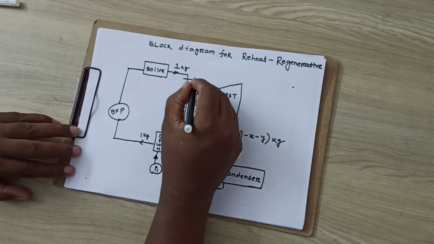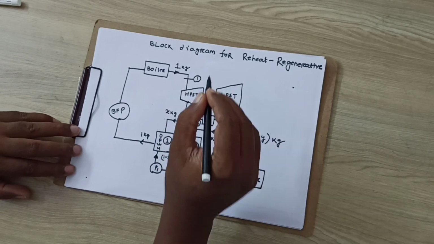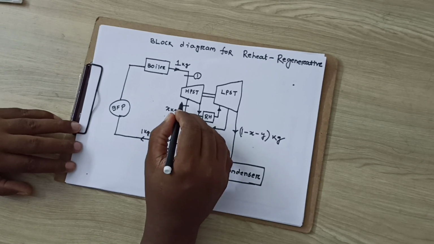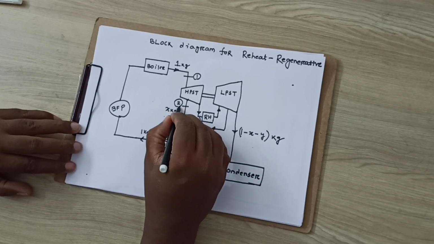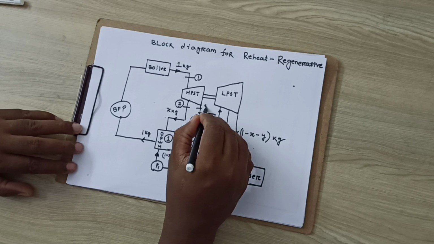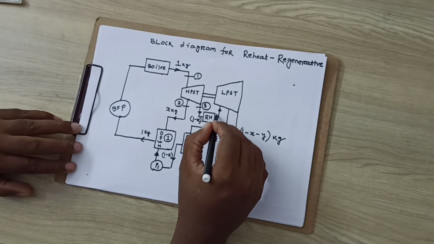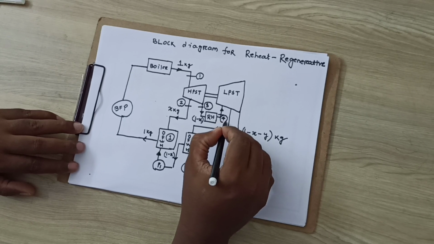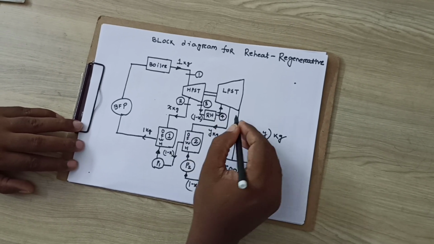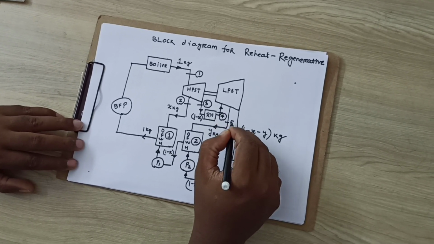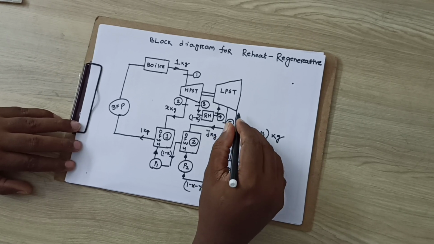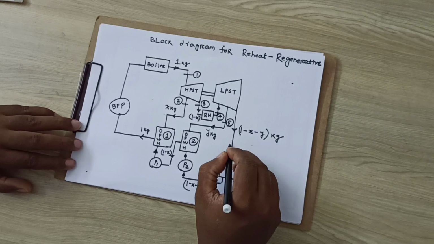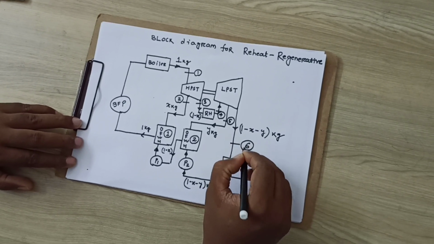Now we will give names to the cardinal points. We will start from the boiler exit. So this will be 1. This will be the tapping for this OFWH1, state point 2. Here this will be state point 3. Exit from reheater will be state point 4. Then for this OFWH2, this will be state point 5. Then the steam exit to the condenser will be state point 6.